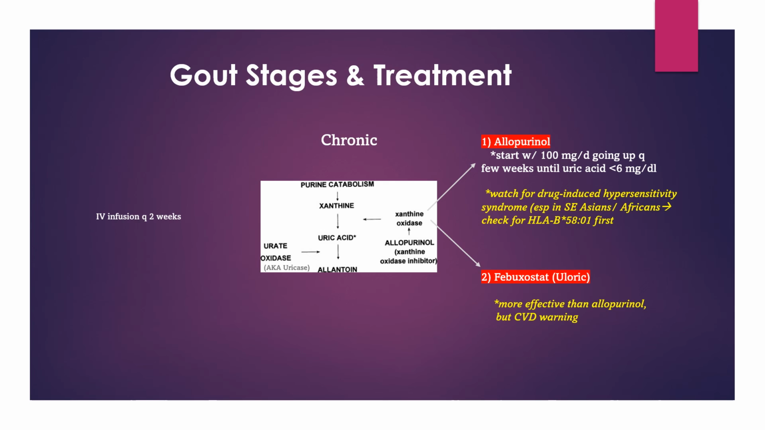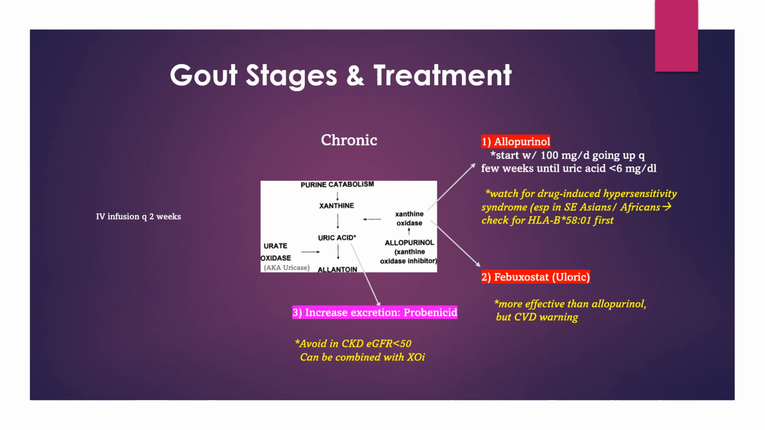Now, if allopurinol doesn't work, or again is contraindicated because of this hypersensitivity syndrome, then you may use something called febuxostat, also known as Uloric brand name. It's more effective or just as effective as allopurinol, but there's a warning with those with cardiovascular disease to be careful. May not be a wise idea to use.